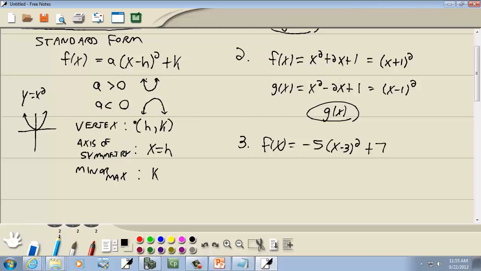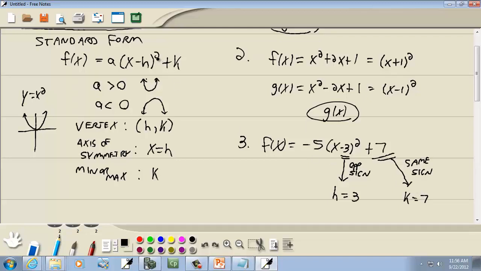So this says if you have it in standard form, you need to identify your h and your k. Now h is the number that's inside with our x, and it's always going to be the opposite sign. So h is going to be a positive 3 since that's a negative 3. Now our k is the number at the end, and it's going to be the same sign. So k is going to equal 7.